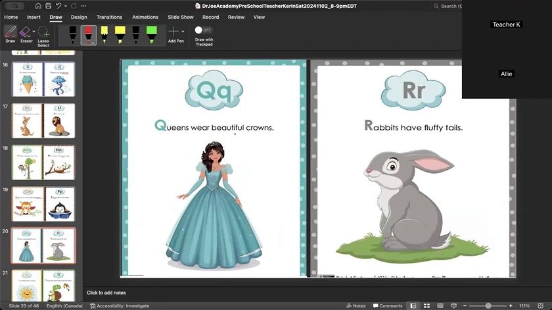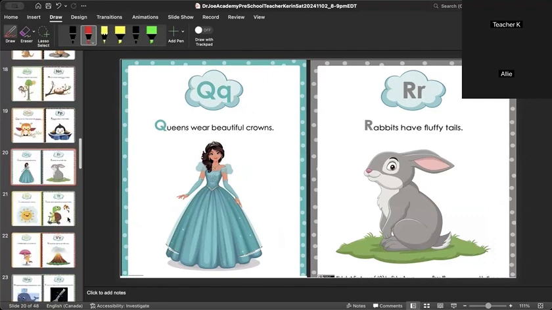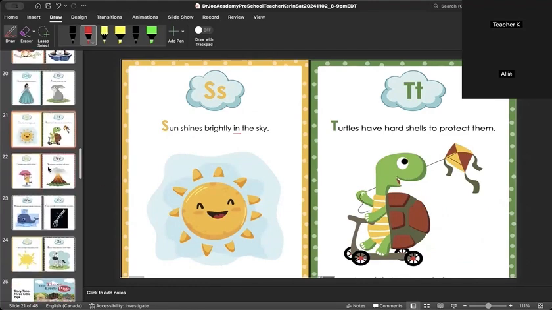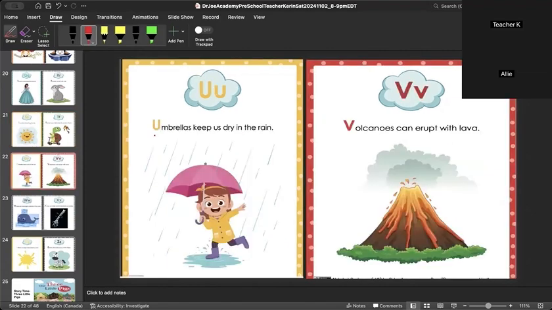Queens wear beautiful crowns. Rabbits have fluffy tails. Good job. Wonderful job on your reading. Keep up the good work. Next one, please. The sun shines brightly in the sky. Turtles have hard shells to protect them. Perfect. Wonderful job. Next one.